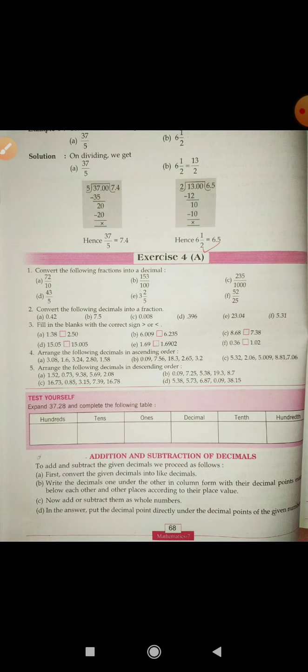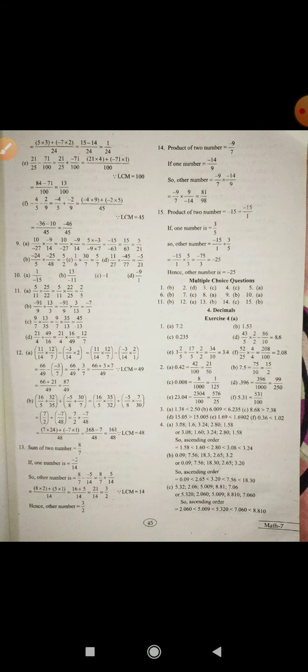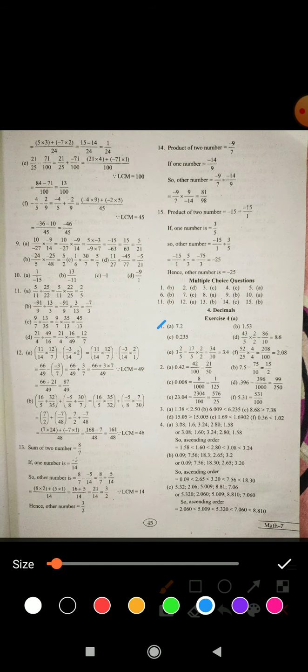4a is converting the following to fractional form. So 72 is 7.2, 153 is 0.153, 235 is 0.235. Here is the answer for 4a. Look at this: 7.2, 1.53, 0.235. Then for D, it is 45 by 5, and the 2 by 2 is cancelled. So 86 by 10, that is 8.6.